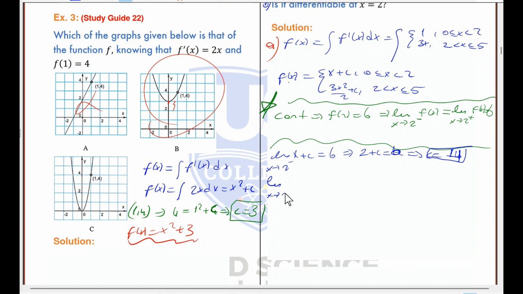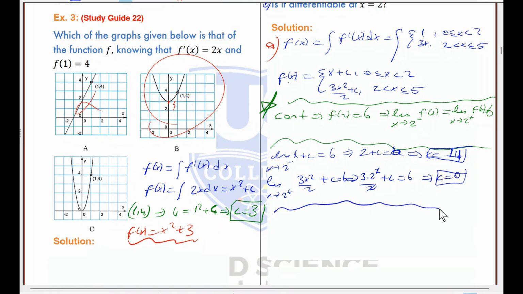Limit as x approaches 2 from the right, x bigger than 2, will give you the right side limit condition. So the second function, 3x squared over 2 plus c, is equal to 6. Then substituting 2, 3 times 2 squared over 2 plus c is equal to 6. One of the 2's will cancel each other. 3 times 2 is 6. 6 plus c is 6. Then c is nothing, it's 0.